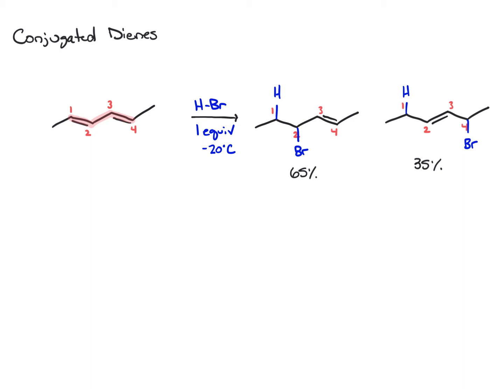And these products are given distinct names. The product where H and Br are added to 1 and 2 is called the 1,2 addition product. The product where the H and Br are added to carbons 1 and 4, that's the 1,4 addition product.